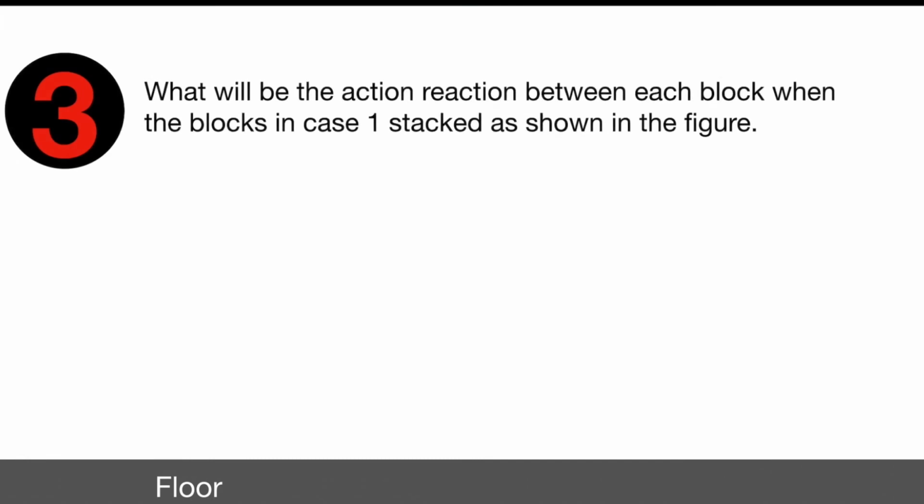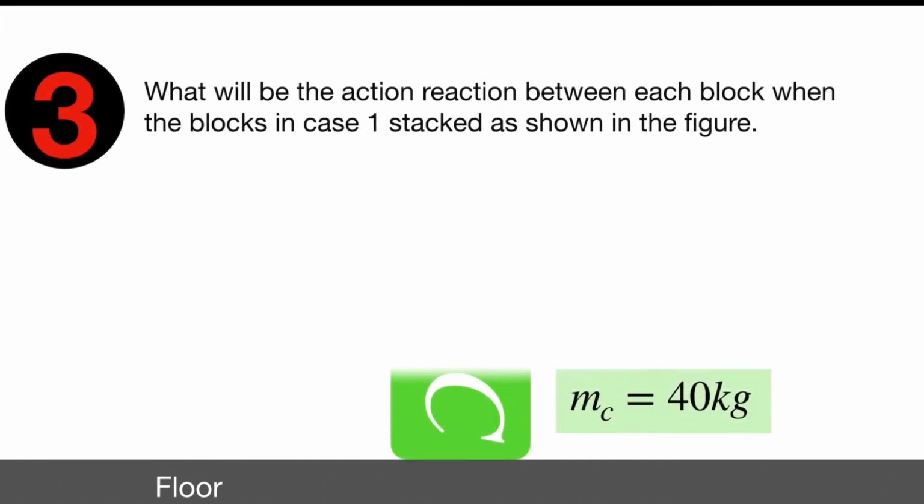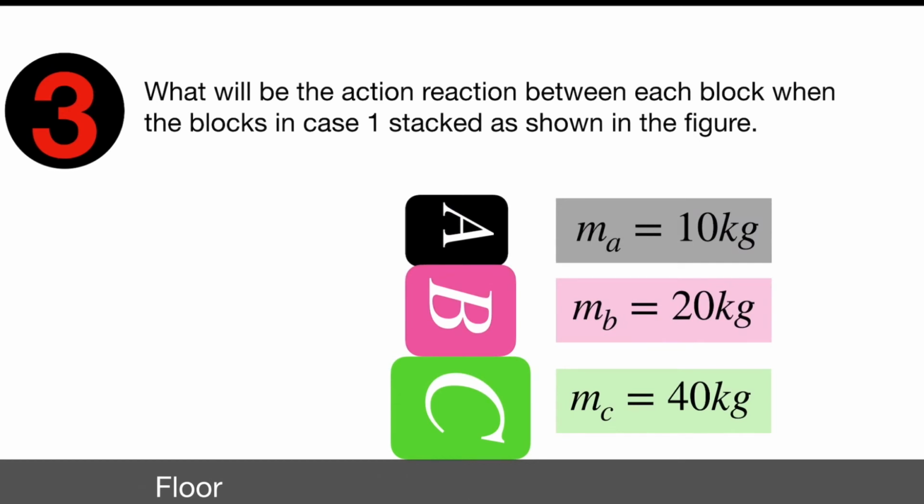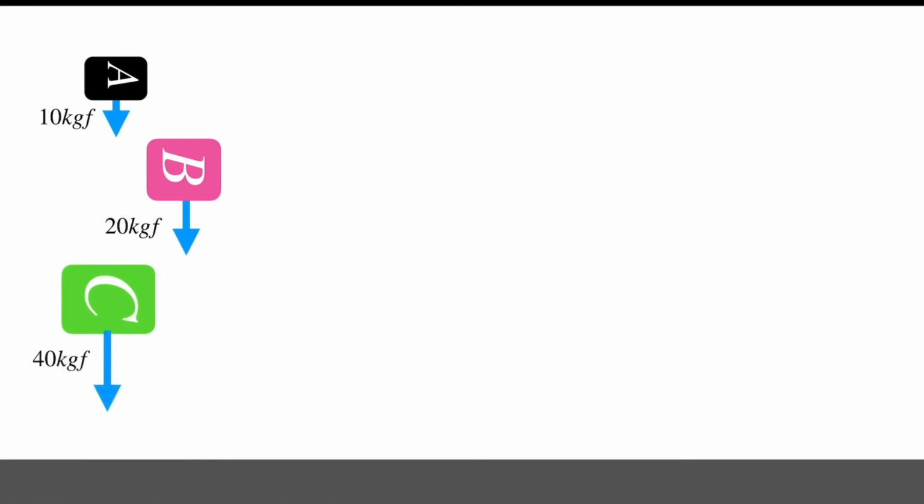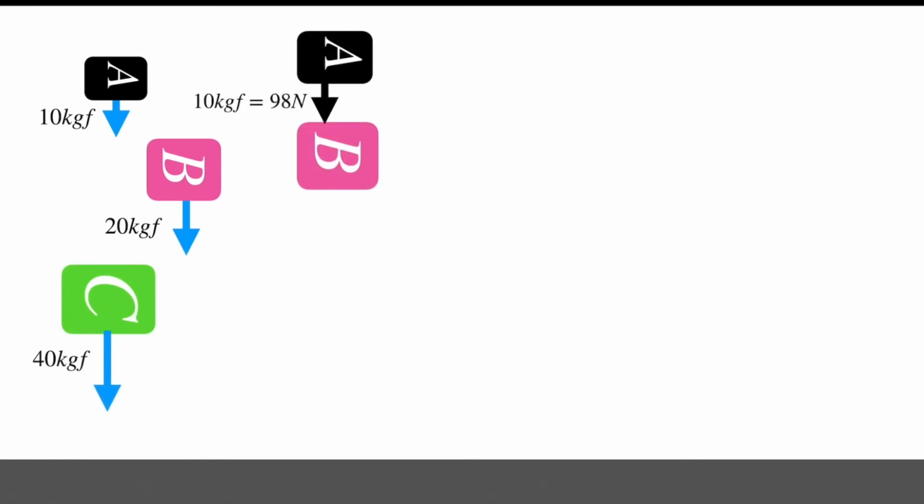Case 3. What will be the action-reaction between each block when the blocks in case 1 are stacked? Each block has its own weight because of gravity pull by the earth. If we talk about interaction between block A and B, block A applies a normal downward force on block B because of its weight. And as a reaction, block B applies a normal upward force on block A. It is important to note that both of these forces are normal forces in nature, equal and opposite, and work on different objects, block A and block B, and so make a Newton's third law force pair.